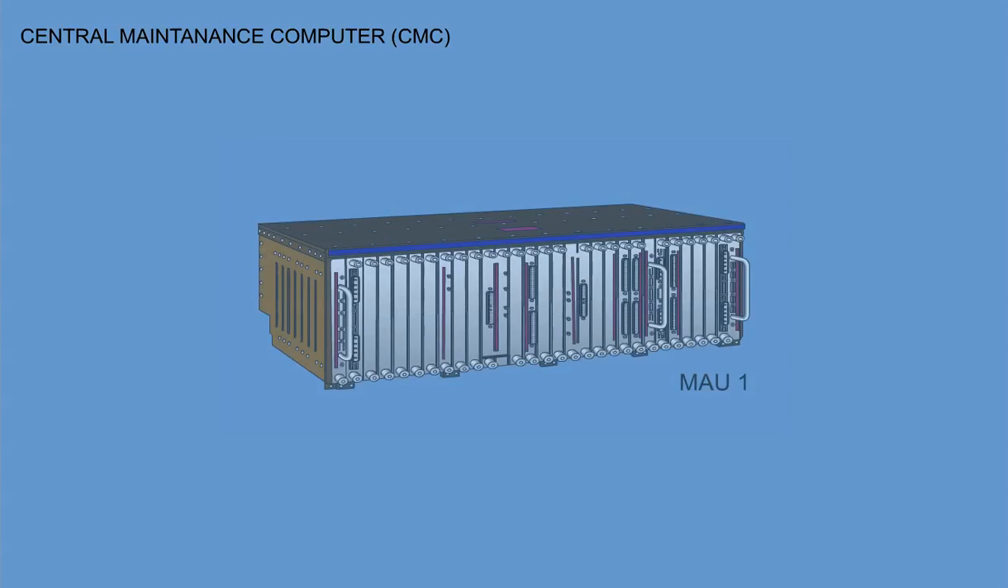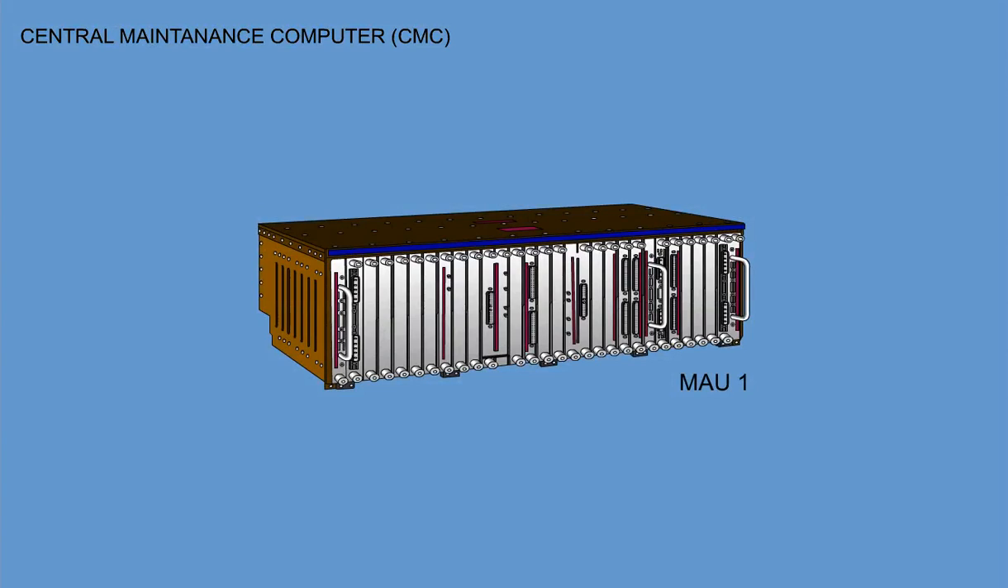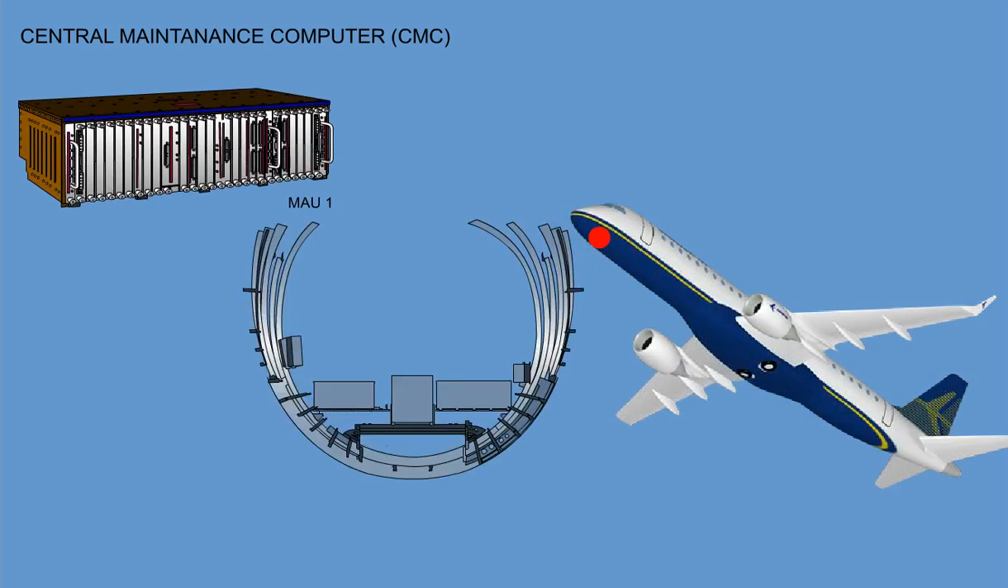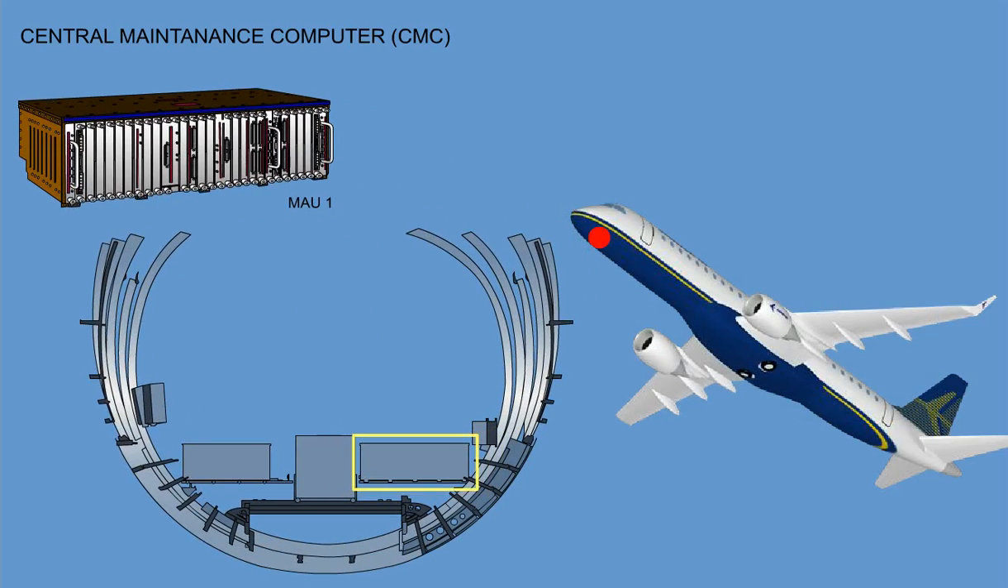The CMC consists of a single module installed in MAU number 1, located in the forward avionics bay.